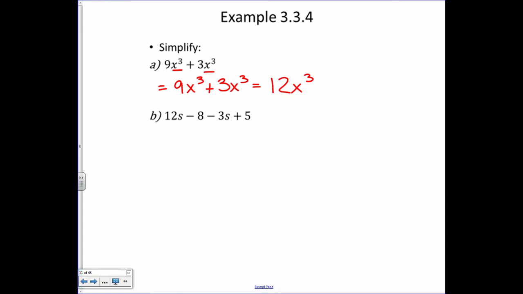For the second example, we've got two sets of like terms, 12s and 3s, and negative 8 and 5. And so we're just going to add up only the like terms. 12s minus 3s is going to give you 9s. Negative 8 plus 5 will give you negative 3. So this thing is equal to 9s minus 3. Because 9s and negative 3 are not like terms, we can't simplify this any further.